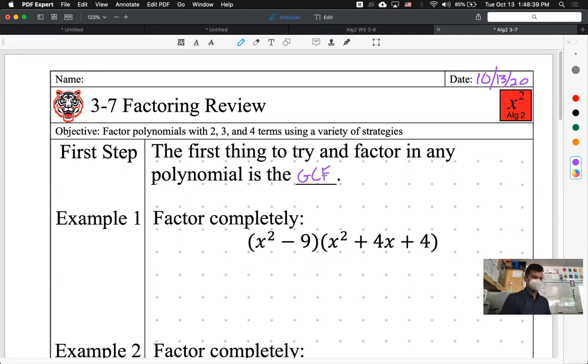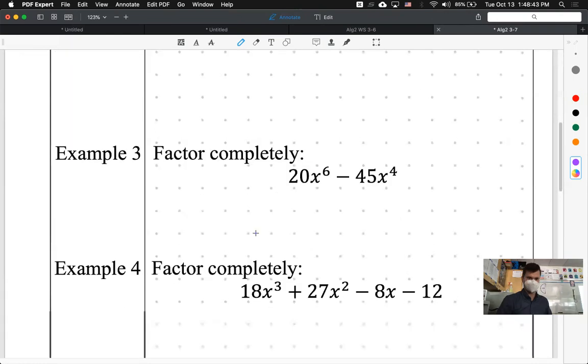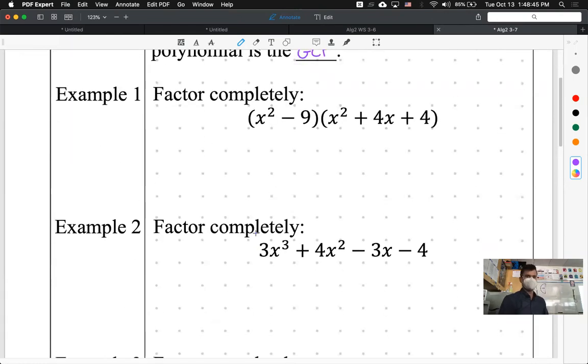All right, so let's try a few of these. I think it's just example after example. No backside, so it's just 4 examples. Here we go. Example number 1, factor this thing completely. And then we have a ton of problems to do.